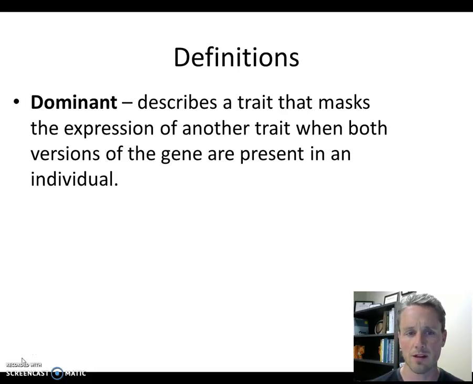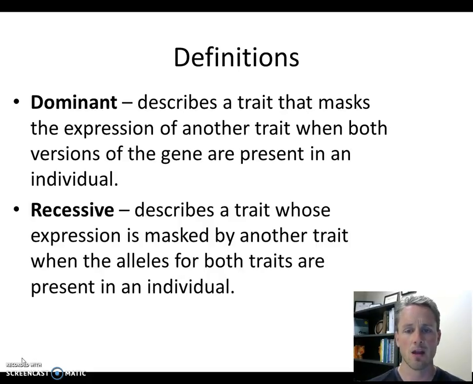So we'll look at the definition of recessive, and then we'll go through some examples and think about what these definitions mean. All right, so that's dominant. What about recessive? Recessive describes a trait whose expression is masked by another trait when the alleles for both traits are present in an individual.